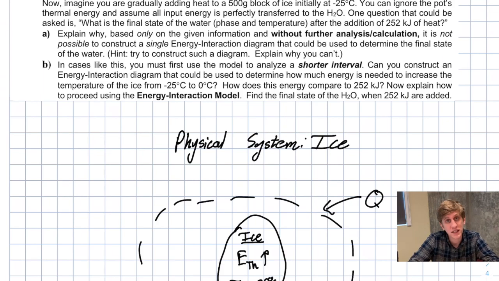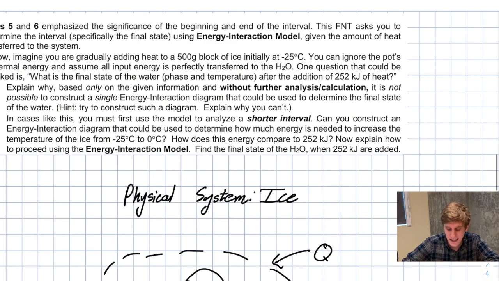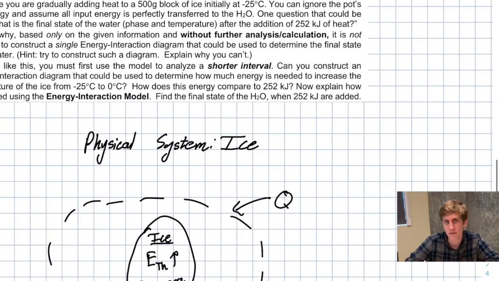Let's go back to the problem statement and see if we have enough energy to do this. Well, the problem tells us that we have a total of 252 kilojoules. 26 kilojoules is definitely less than 252, so we have plenty of energy left over to start melting the ice.